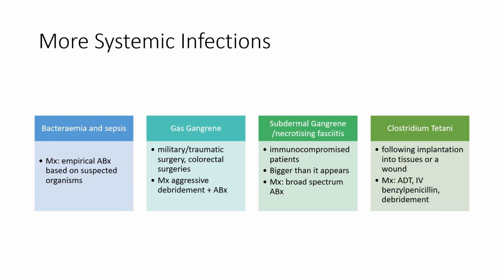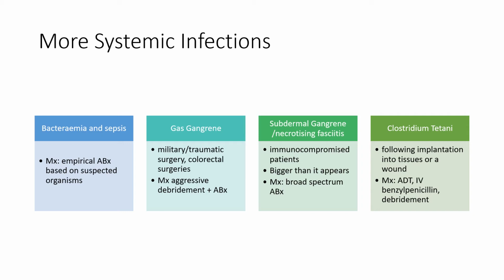Now to some systemic infections involved in surgery. Bacteremia and sepsis can occur, and this is due to a mixture of organisms. Therefore, empirical antibiotics are used and are based on the suspected organisms. Gas gangrene typically is caused by Clostridium perfringens from military traumatic surgery and colorectal surgeries. Management includes aggressive debridement of the wound area, as well as antibiotics, typically IV benzylpenicillins.